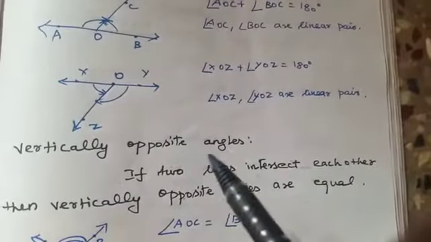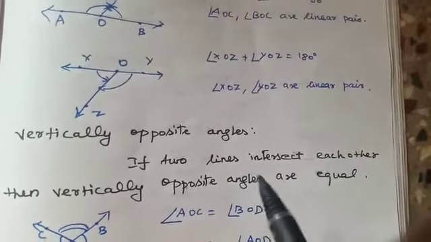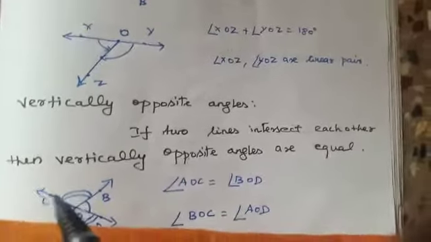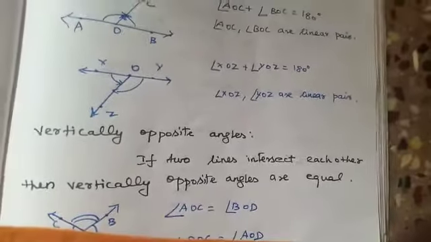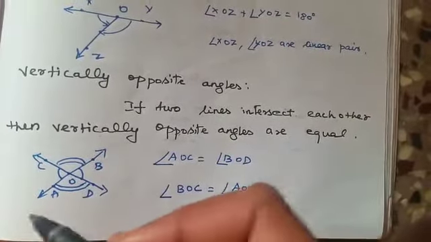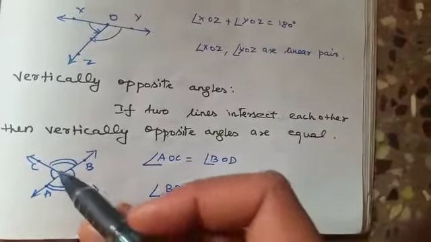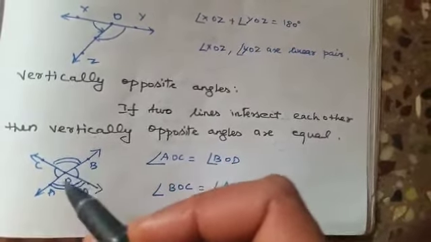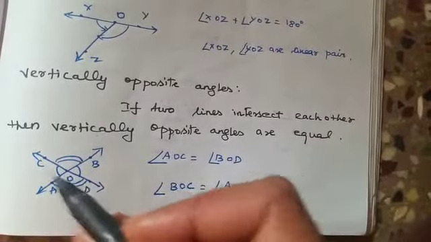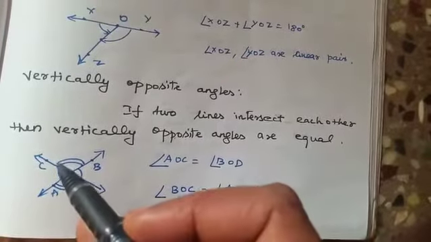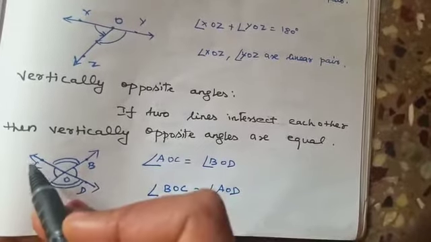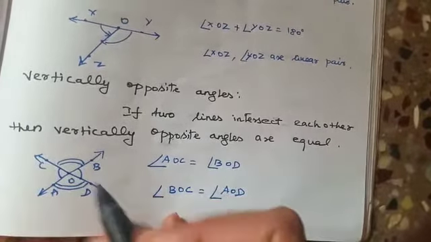Next, vertically opposite angles. If two lines intersect each other, then vertically opposite angles are equal. These are two straight lines, line AB and line CD. These two lines intersect, and then four angles are formed: angle AOC, angle COB, angle BOD and angle AOD. Vertically opposite means this one, angle AOC and angle BOD. Okay children.